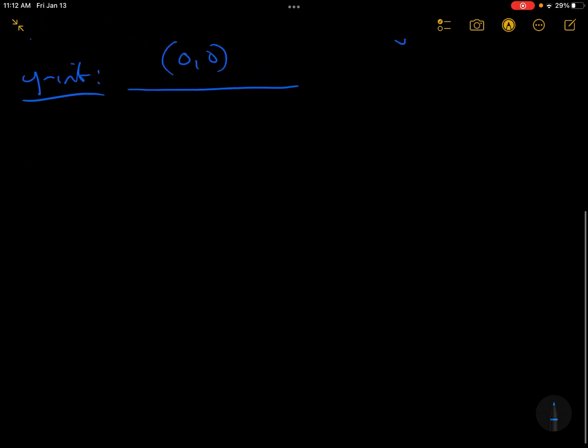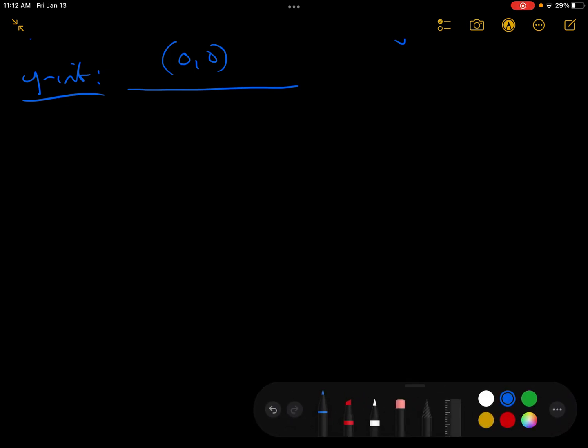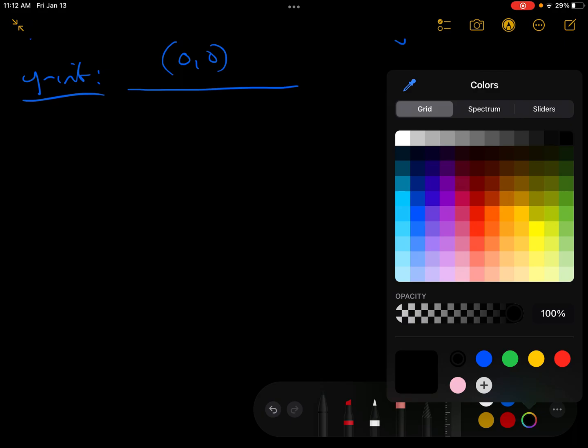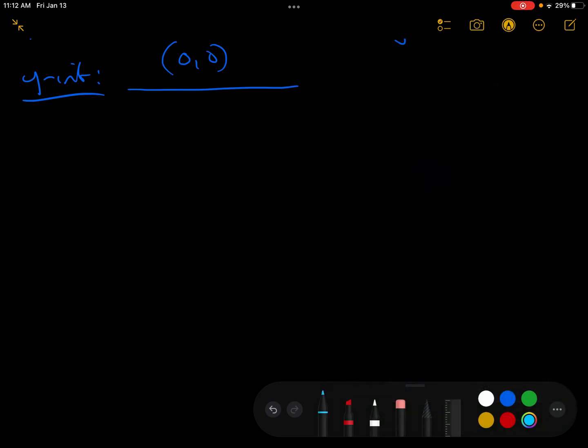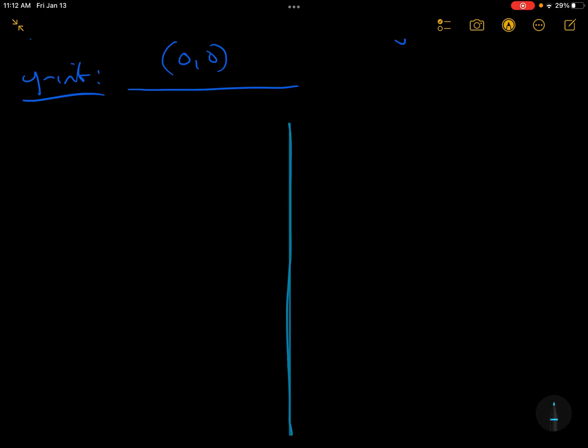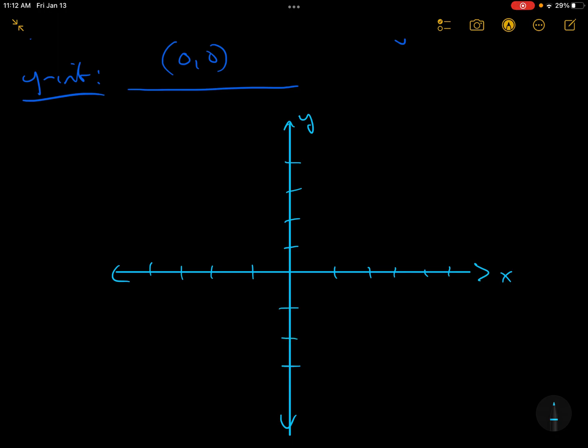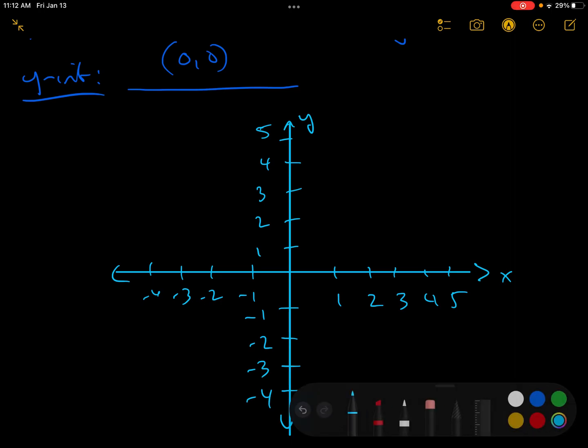Let's do this here. I'm going to use, where are my colors? Use that. There's x and y. 1, 2, 3, 4, 5. Minus 1, minus 2, minus 3, minus 4. All right, so here we go.